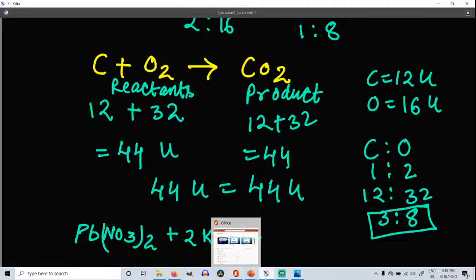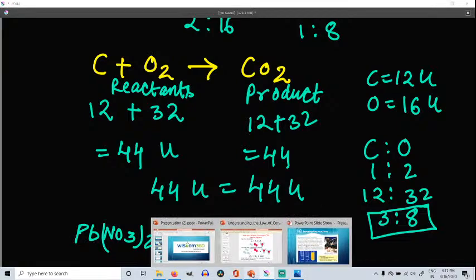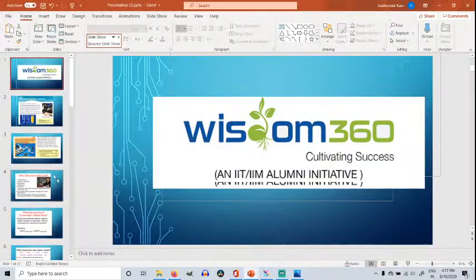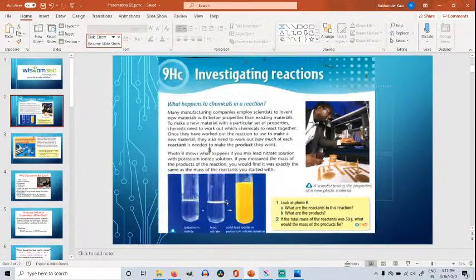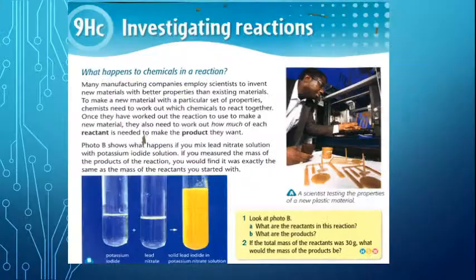Okay, so we have understood. So let's understand once again. I will show you. Now what is happening in this reaction? What are the reactants in this case? Just wait for a second. We can see in this what the reactants are: lead nitrate and potassium iodide, and the product is lead iodide.